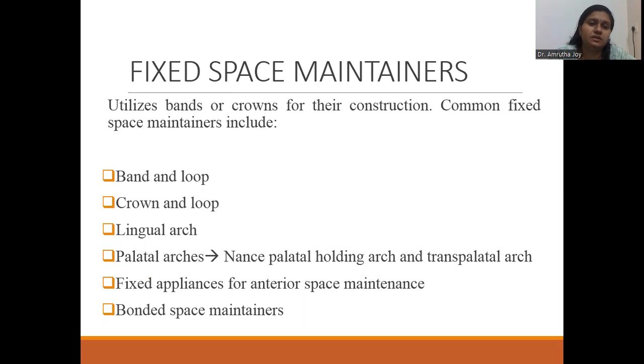Coming to fixed space maintenance, it utilizes bands or crowns for its construction. The band is cemented to the tooth, or a crown is cemented to the abutment tooth. Common fixed space maintainers include band and loop, lingual arch, crown and loop, and palatal arch space maintainers, which include both the nance palatal arch and transpalatal arch. Fixed appliances for anterior space maintenance include the Doppler space maintainer and bonded space maintainers.